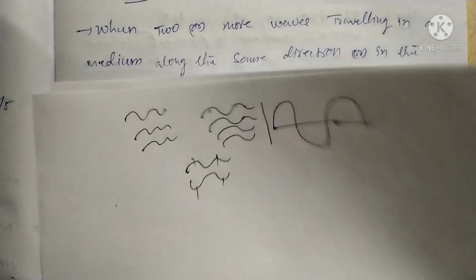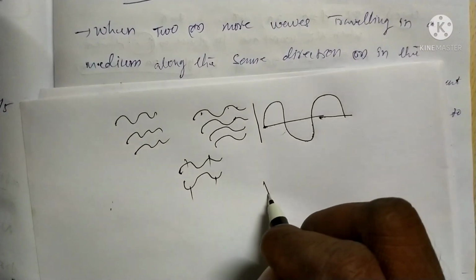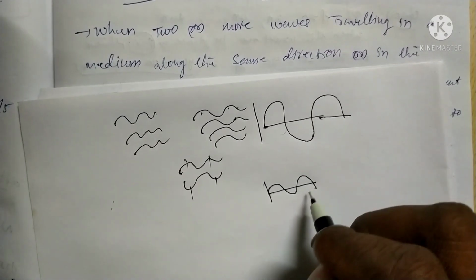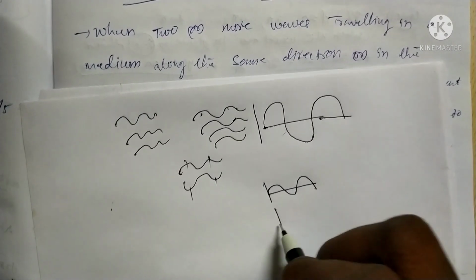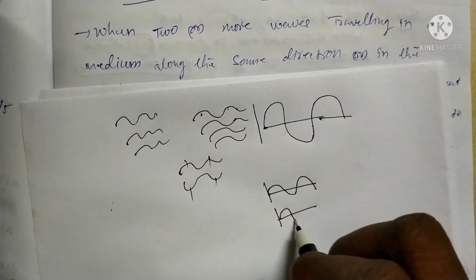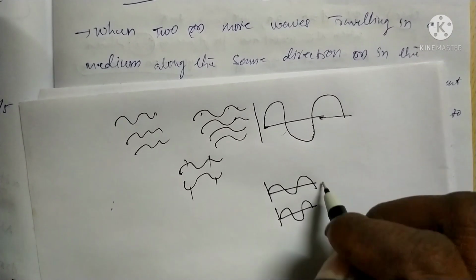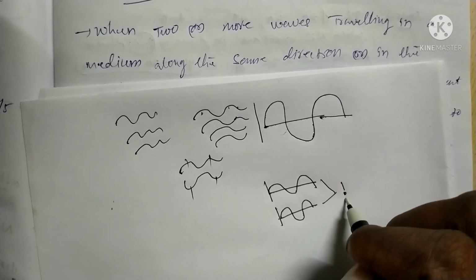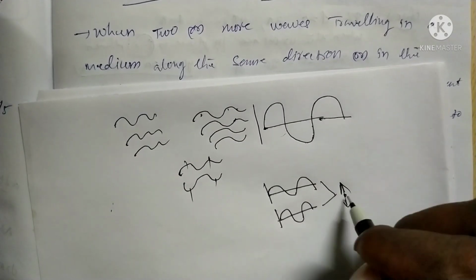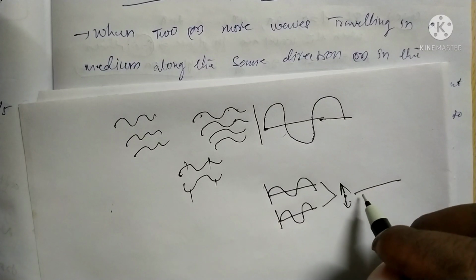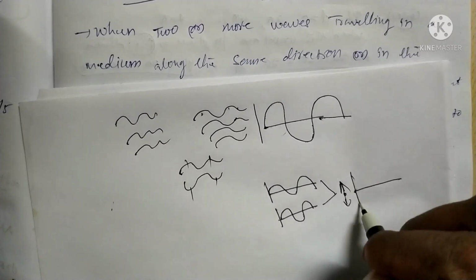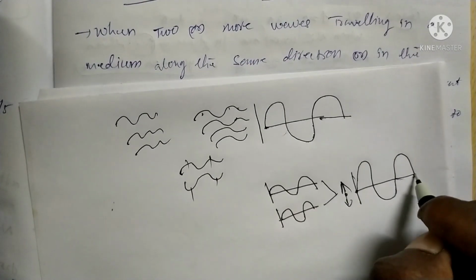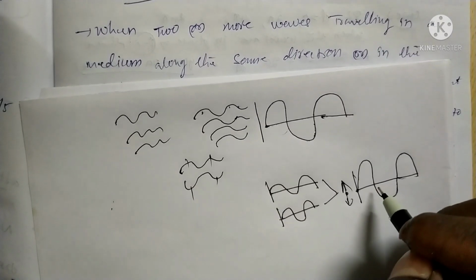So like this, see, one wave is like this, another wave is like this. By superposition of two waves, the particle or atom is vibrating as the wave passes through it. The particle can vibrate at a large displacement, that means it can have a large amplitude. The maximum displacement is nothing but the amplitude.